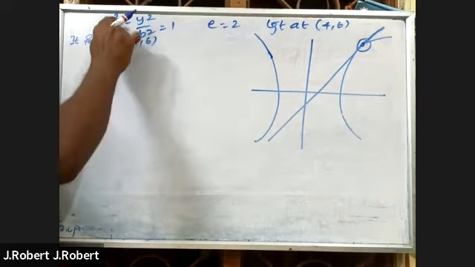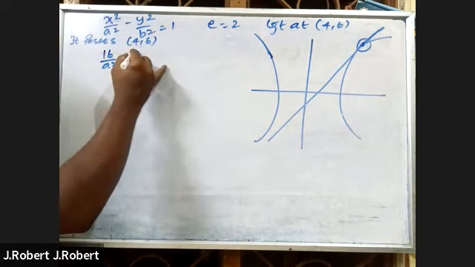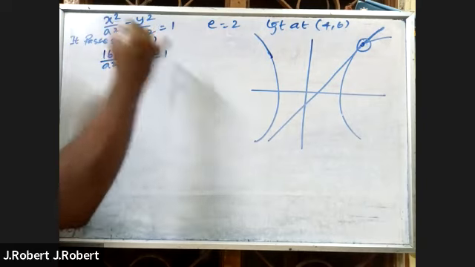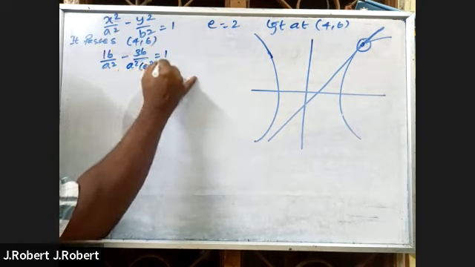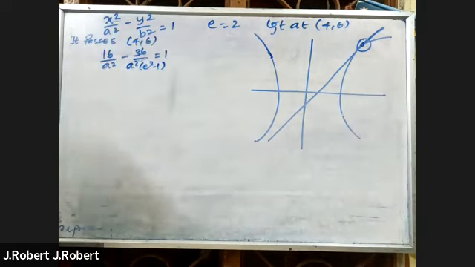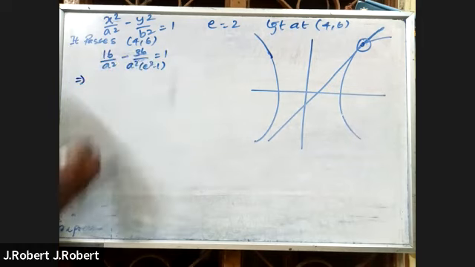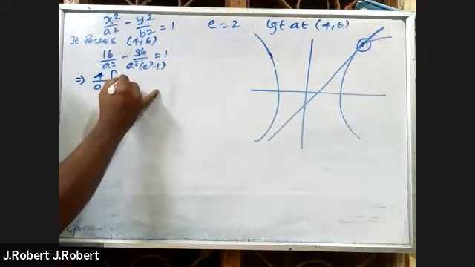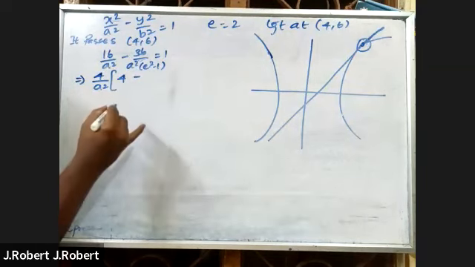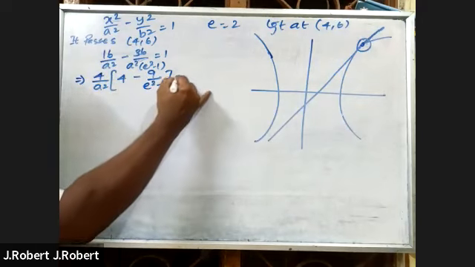The value of x is 4, so I put 16 by a squared minus, the value of y is 6, 36 by b squared, equals 1. But we know that b squared equals a squared into e squared minus 1. So it is just like the last sum. Now I can take 4 common, 4 by a squared. If I take 4 common, 4 minus 36 by b squared is 9 by a squared taken outside. Simply we have 4 by a squared (4 minus 9 by (e squared minus 1)) equals 1.